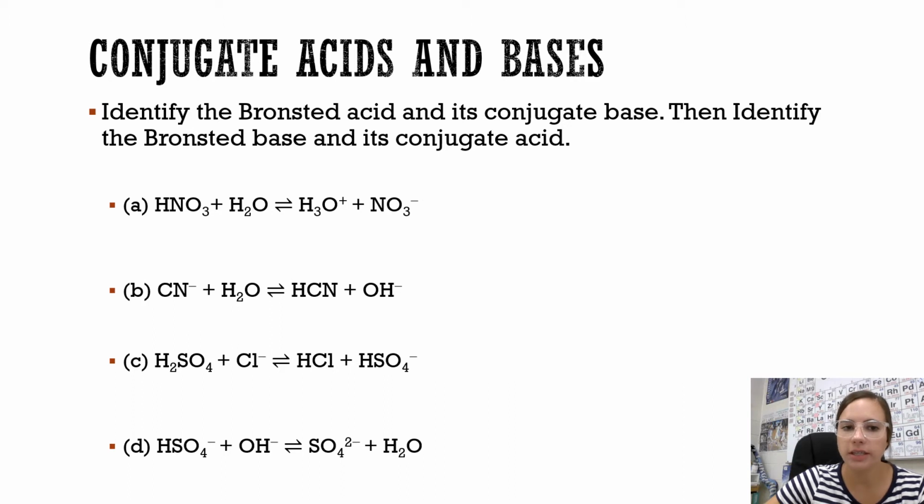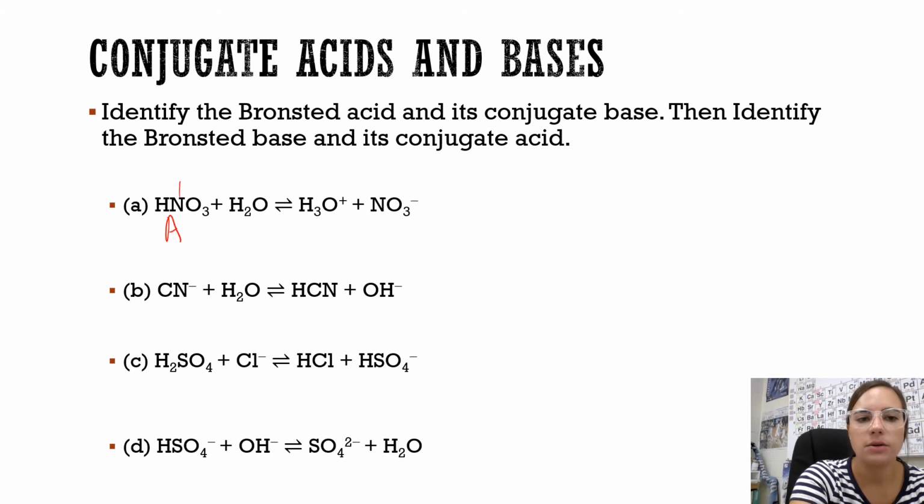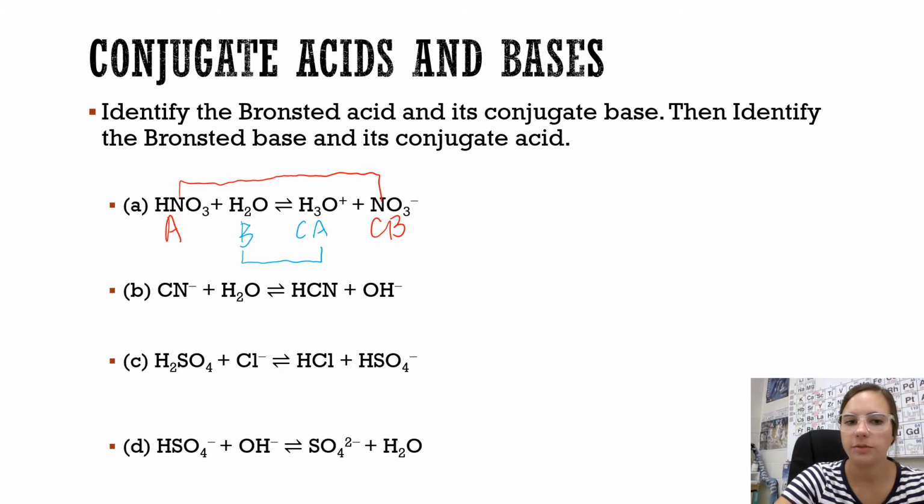For each of these, I'm asking you to identify the conjugate acid-base pairs. If you would like, you could pause, try to do it on your own, and then click play to check your answers. I'm going to use red for acids and blue for bases. So this is my acid, and its pair is what's left behind, so that's the conjugate base. Then if this is my acid, then this is my base, and what's left behind is its conjugate acid. So there's my pairs.